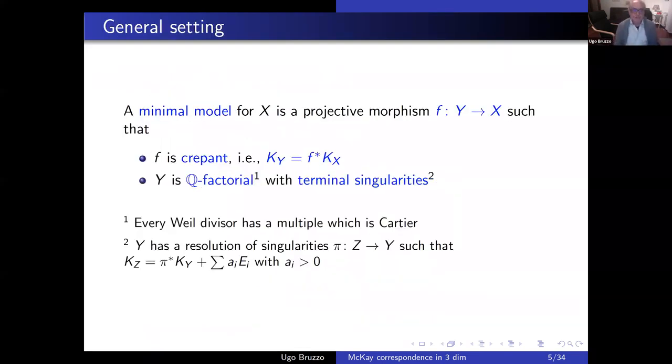And we will apply this, of course, to the singularization, so in particular these are minimal models. And therefore, I will use this definition of minimal model of X. So this is a projective morphism, which is crepant, and the variety Y that we have on top is Q-factorial and has terminal singularities. Here in the notes, if somebody wants to read, I've written the meaning of Q-factorial: every Weil divisor has a multiple which is Cartier. And terminal singularities means the so-called discrepancies, the coefficients of the irreducible components of the exceptional divisor, these a_i are positive. Okay, so this is a minimal model.